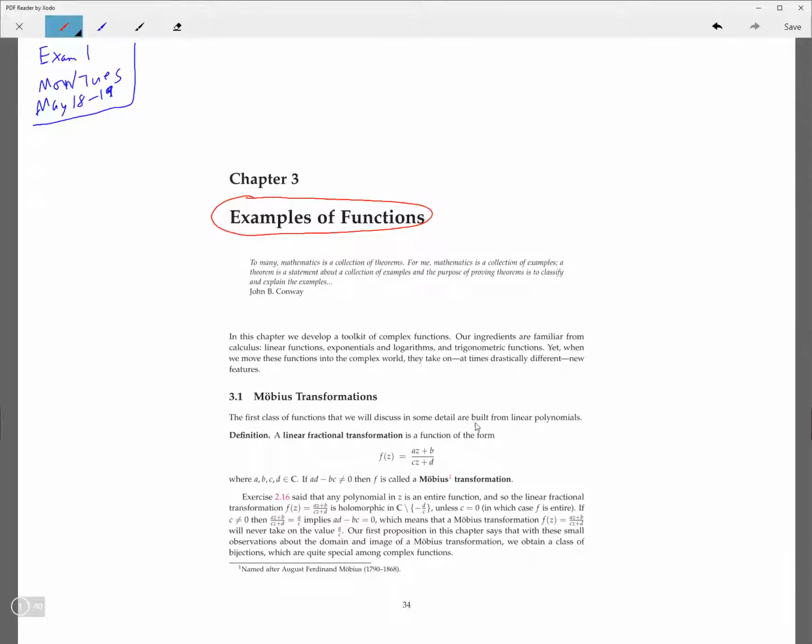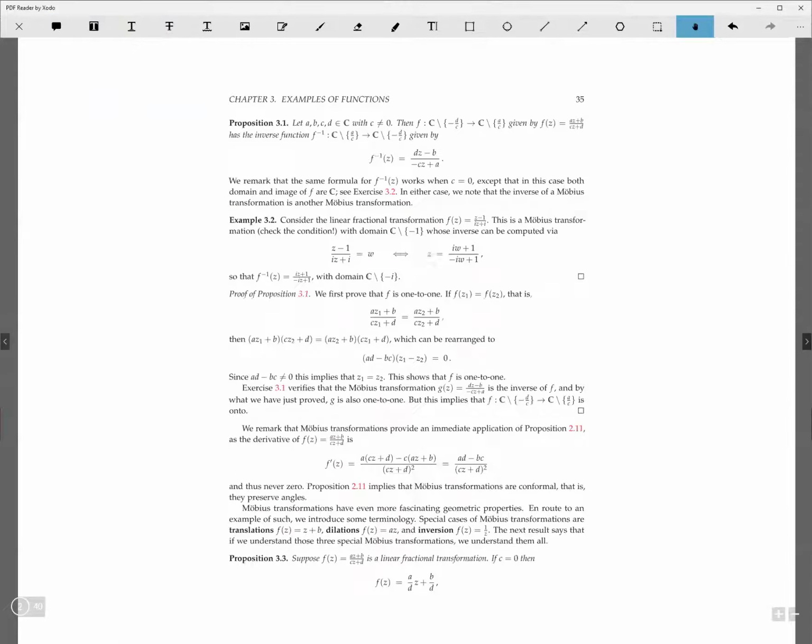And what would happen if it was 0? I think, yeah, everything would reduce. You just have a constant. Okay, so that's the only difference. So Mobius transformation is what we're after here. And those are interesting. So we'll be looking at that a little bit.